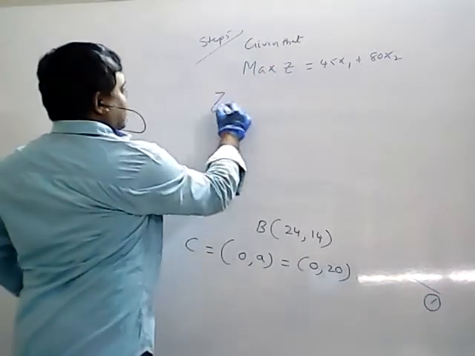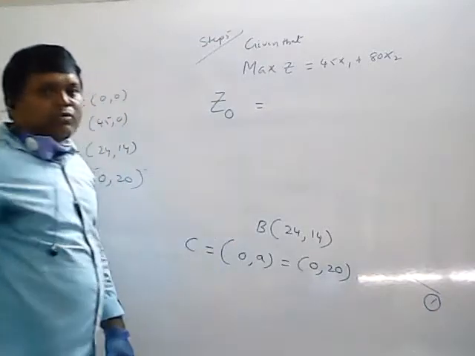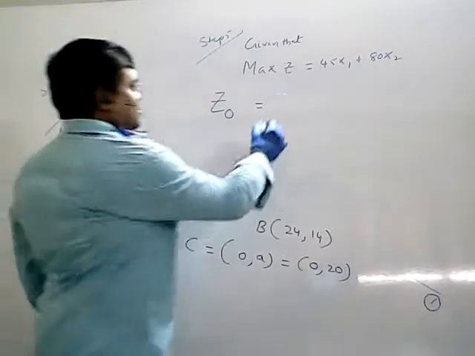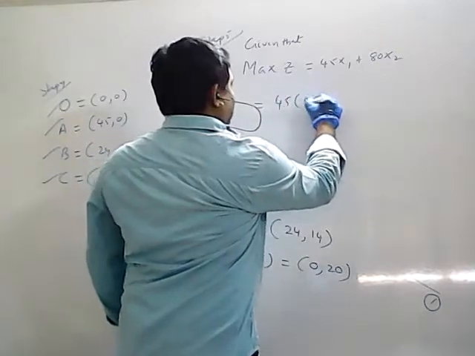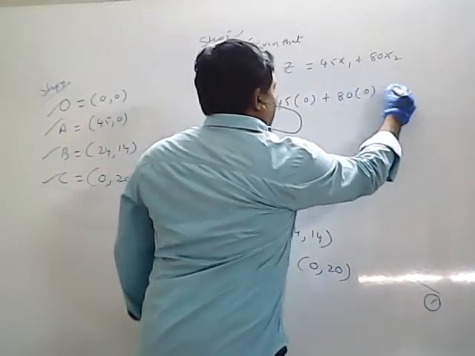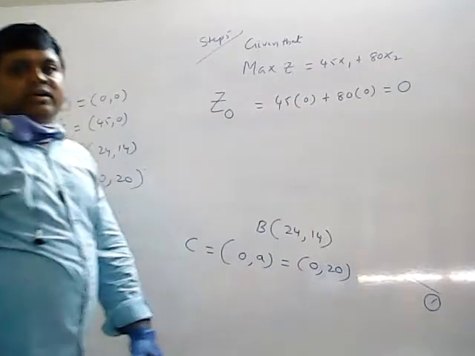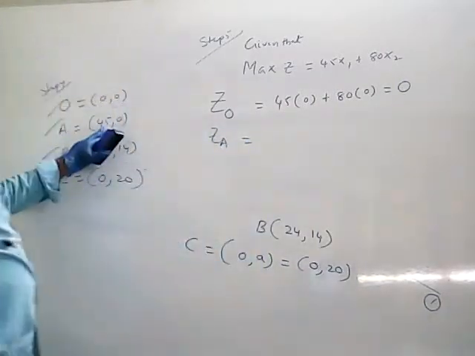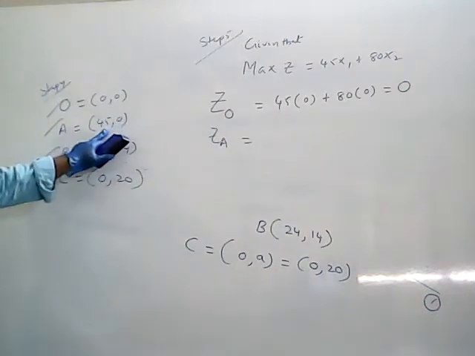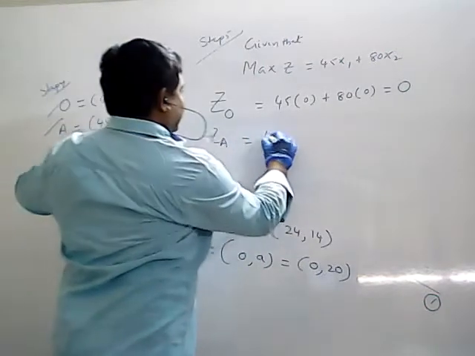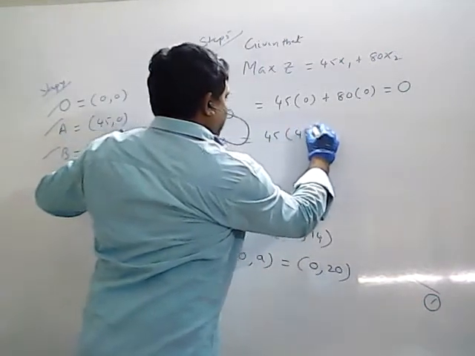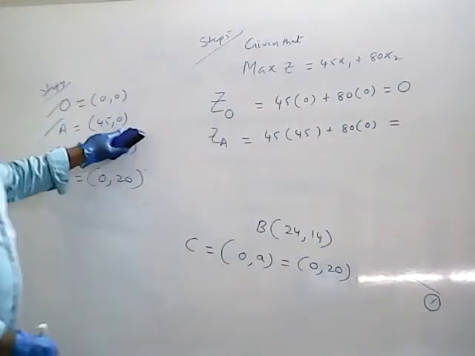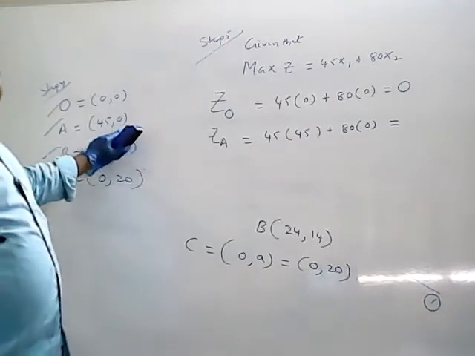First point is ZO. What is our O point? O point is 0, 0, so x1 is 0, x2 is 0. That means 45 into 0 plus 80 into 0, which is obviously 0. Next, the second point ZA. What is our A point? 45, 0, so x1 is 45, x2 is 0. So 45 into 45 plus 80 into 0. You can find this value; a calculator is allowed.